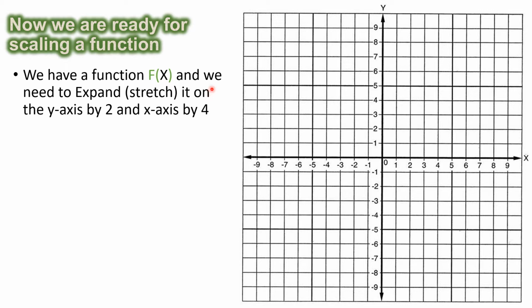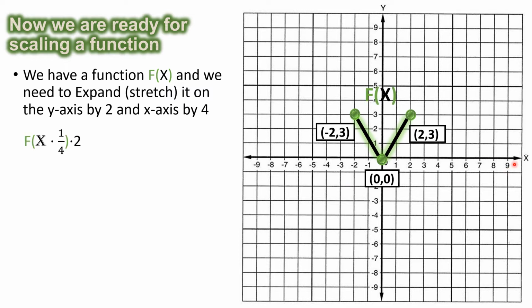We have a function f of x and we need to expand, stretch it on the x-axis by 4 and the y-axis by 2. So the new function will be f of x times 1 over 4, as we expanded by 4 in the x-axis. Remember, x is no, so everything that happens to the x is inverted. Then times 2, all of f of x times 2, to expand it in the y-axis.